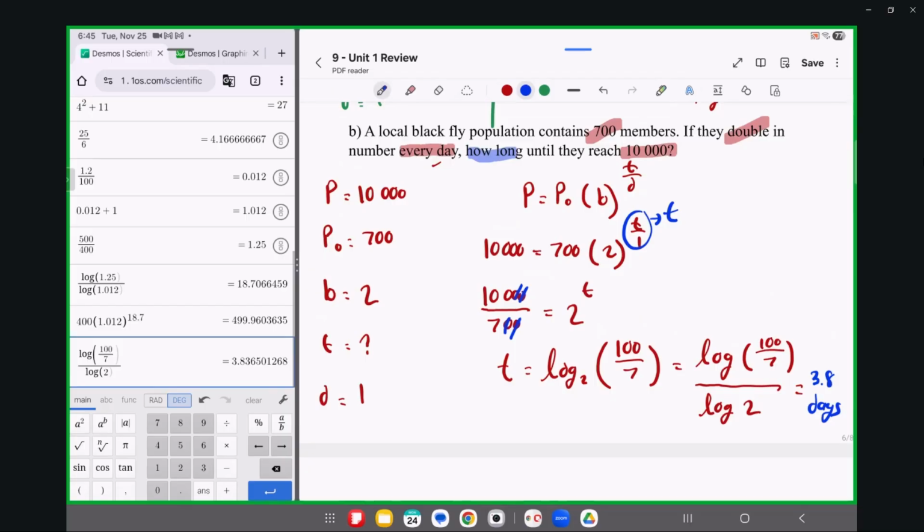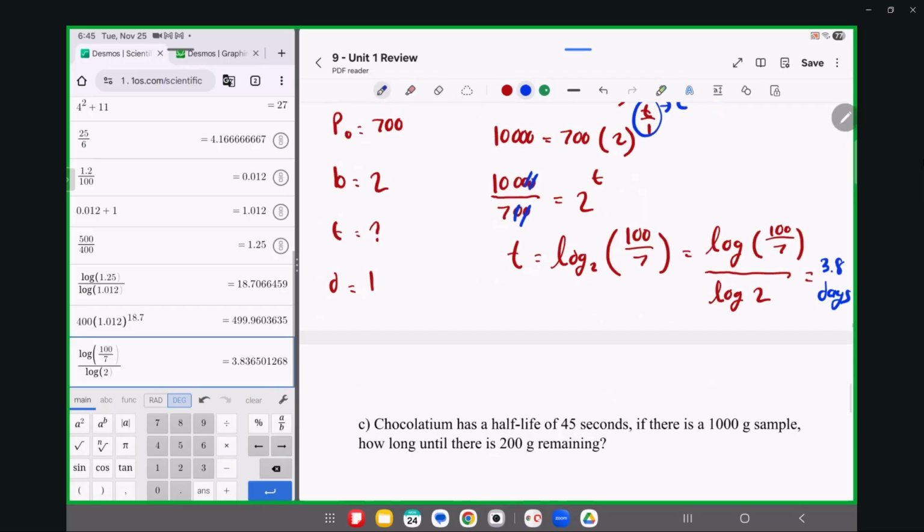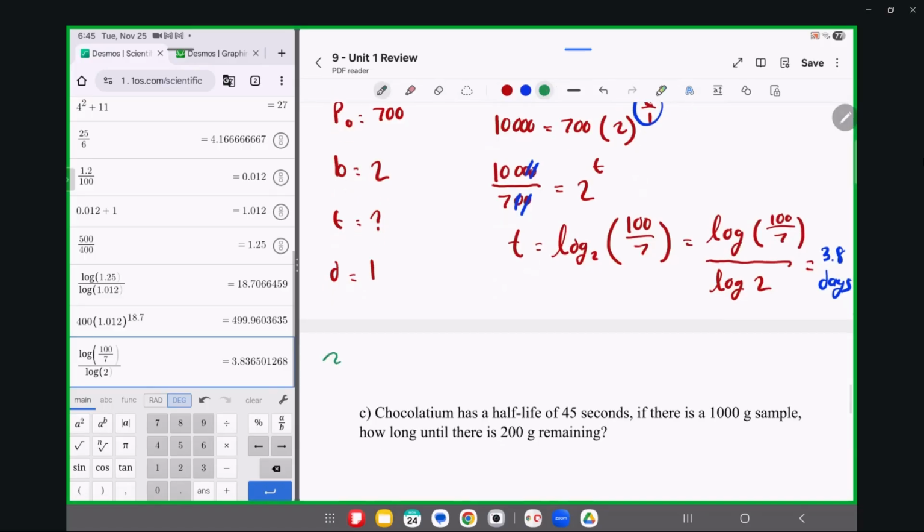Okay. Just in case, because I don't want to take this for granted, the change of base formula says that if you have log base b of a, that's the same thing as log of a over log of b.